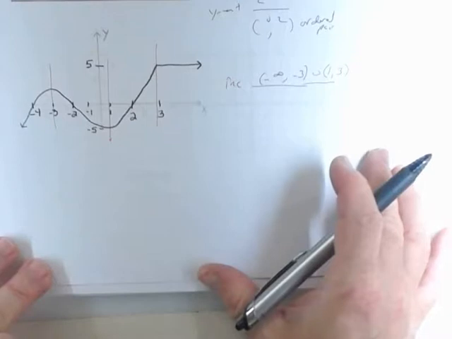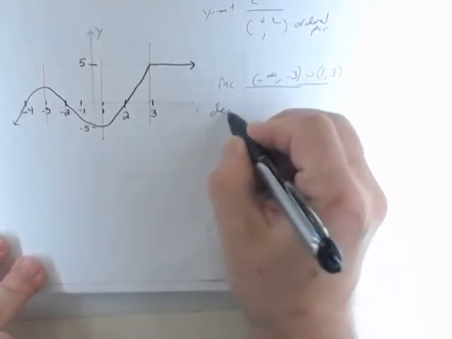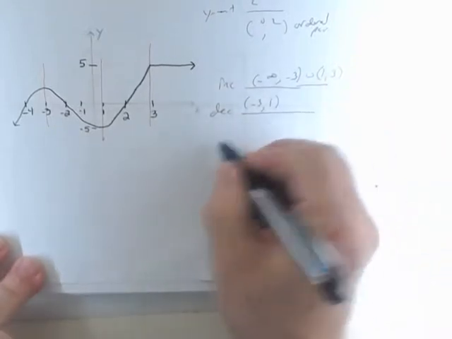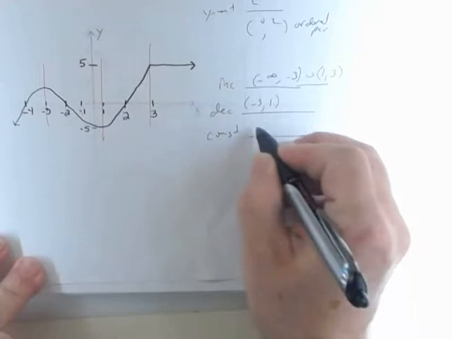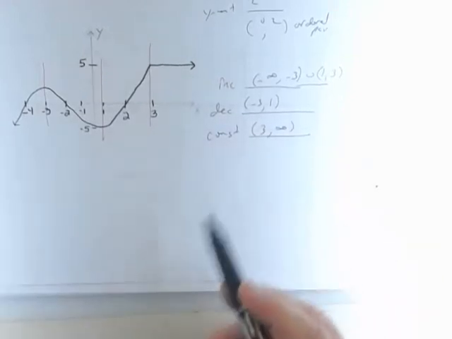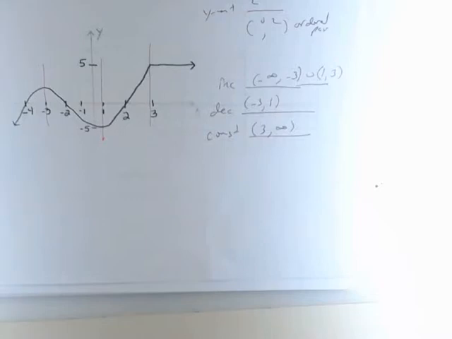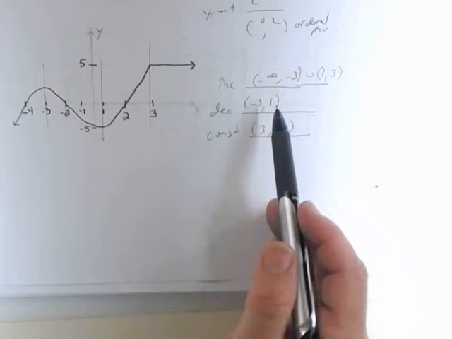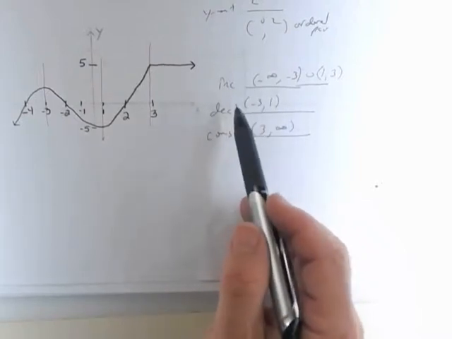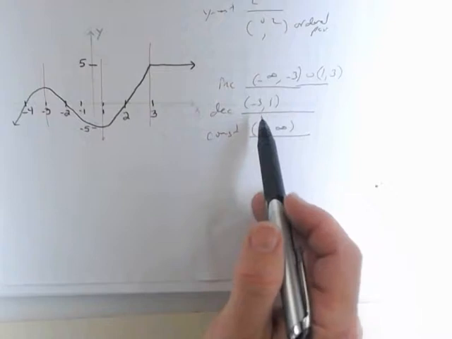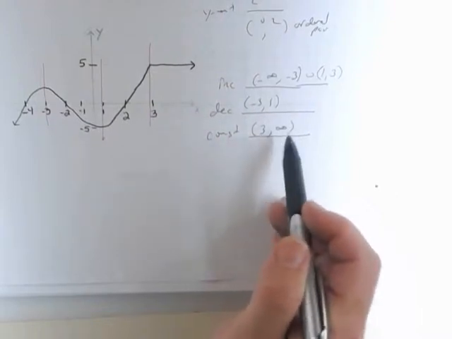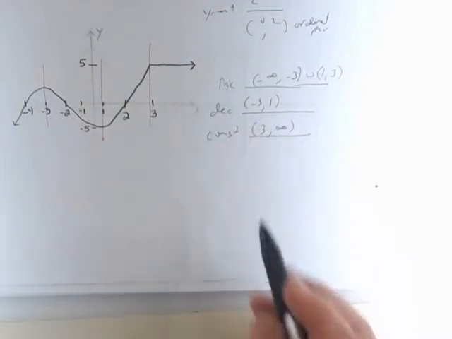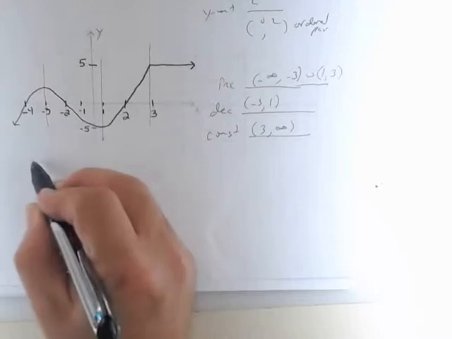Okay. Where is it decreasing? Negative 3 to 1. Anywhere else? Nope. Where is it constant? 1 to infinity. Now, if something didn't occur, like let's say it never decreased, you would put nowhere. So if it doesn't increase, you say nowhere. If it doesn't decrease, you say nowhere. If it's not constant, you say nowhere. So you see what to put if it doesn't apply, right? You say nowhere.